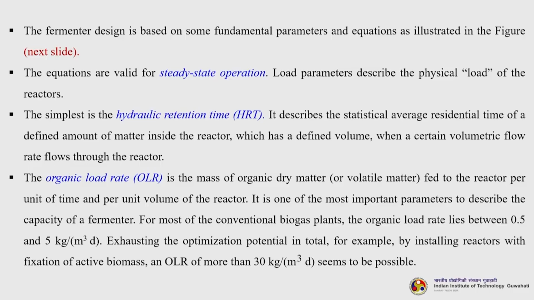For most of the conventional biogas plants, the organic load rate lies between 0.5 and 5 kilograms per meter cube per day. By adjusting the optimization potential in total, for example, by installing reactors with fixation of active biomass, an OLR of more than 30 kg per meter cube per day seems to be possible. It is recommended actually. Okay.